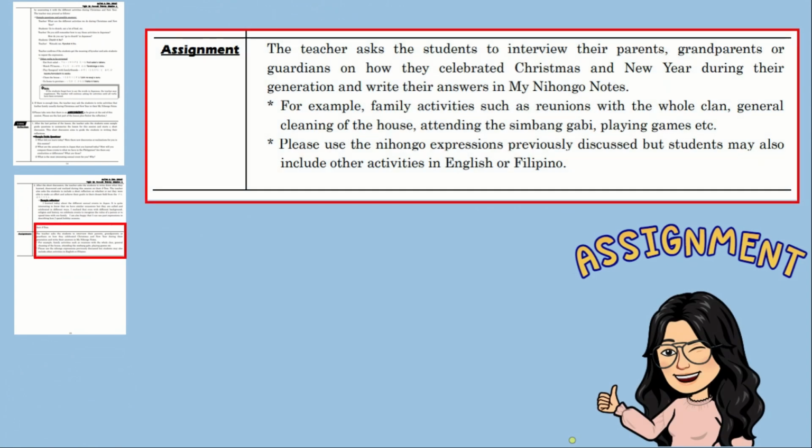So here, the assignment is the teacher would ask the students to interview their parents, grandparents, or guardians on how they celebrated Christmas and New Year. Take note, during their generation. They're going to write their answers in their Nihongo notes. That will be used in the next session. And let's have session 2 this time.